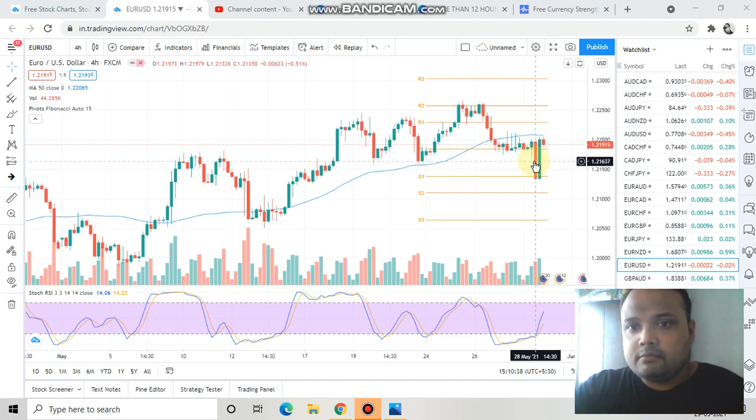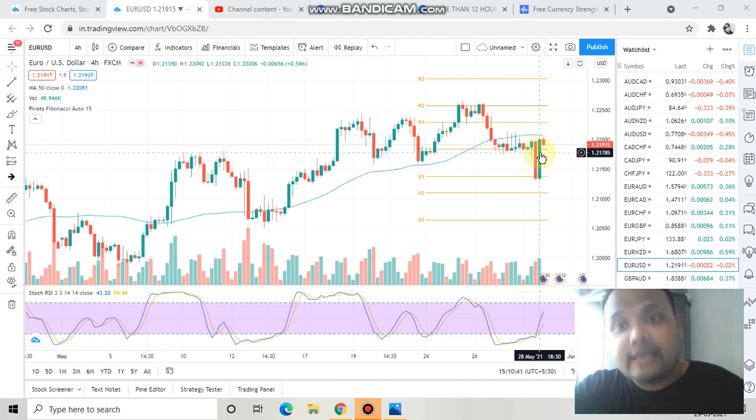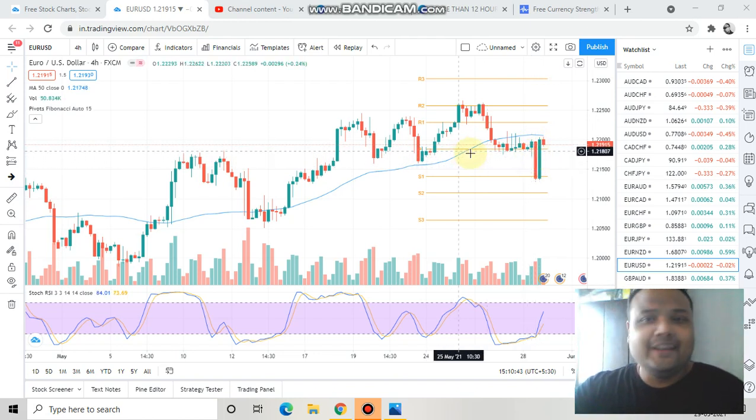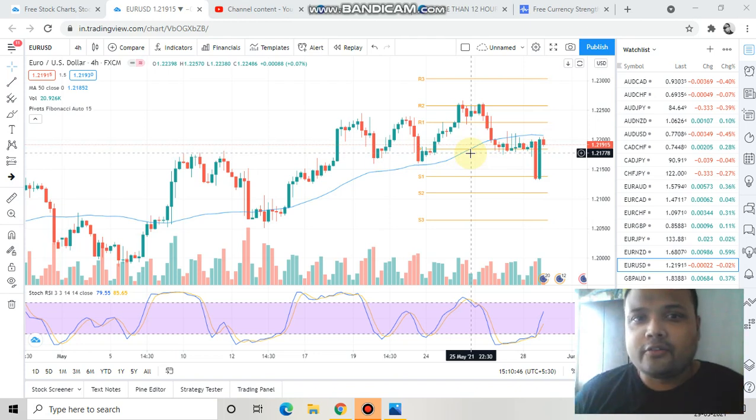And just look at the size of this candle, and just look at the size of the previous candle also. Anyways, if we look at the overall trend of the market, we can see that the overall trend is still intact. The market is still in an uptrend, and that's the good news.